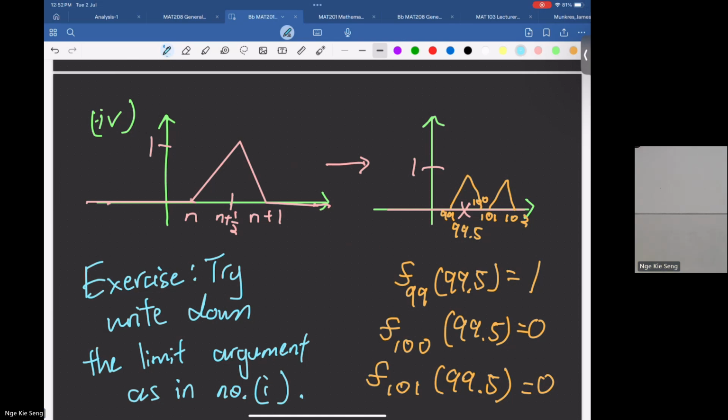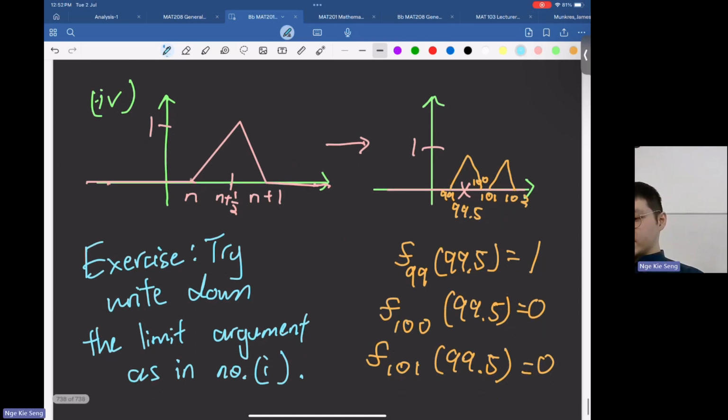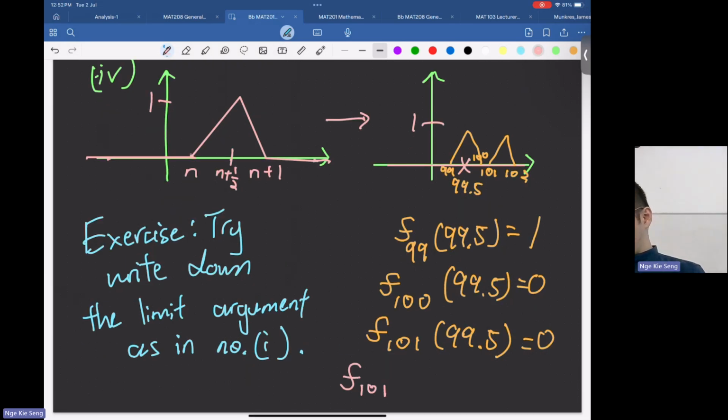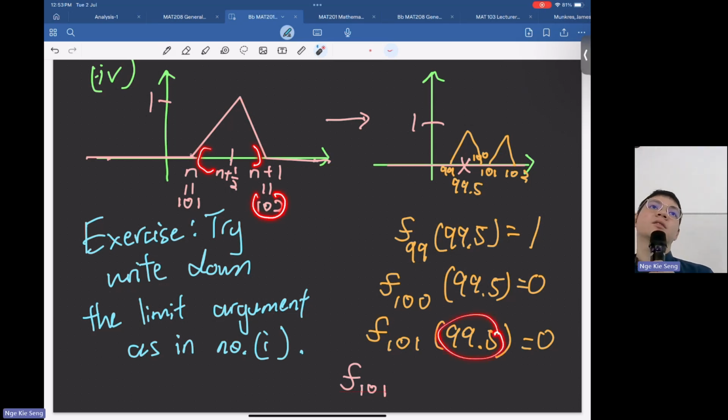Any question? No? Yeah? The function is 0? Sorry? It's not actually 0. So where is it not 0? Take f101: you can replace here by, let's say, 101, and here is 102. So it is non-zero for the region 101 up to 102. But 99.5 is outside this region, so it's 0.